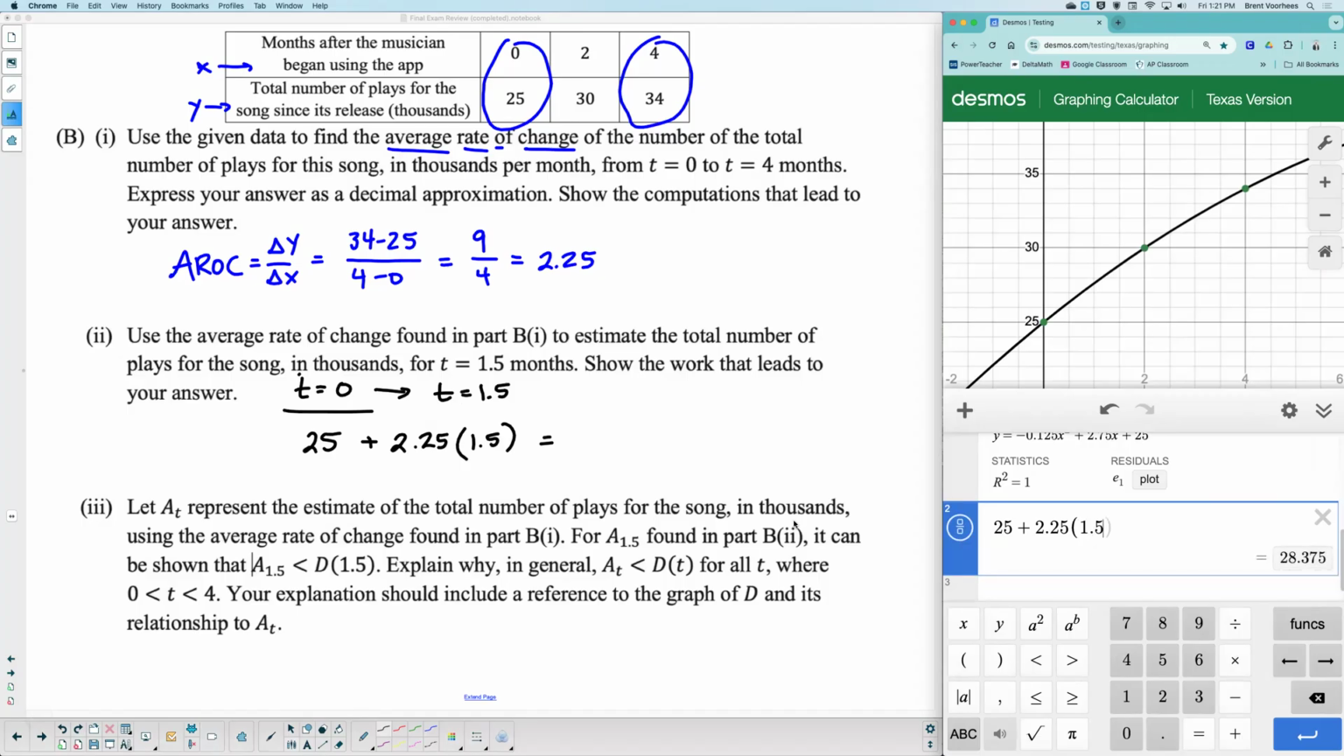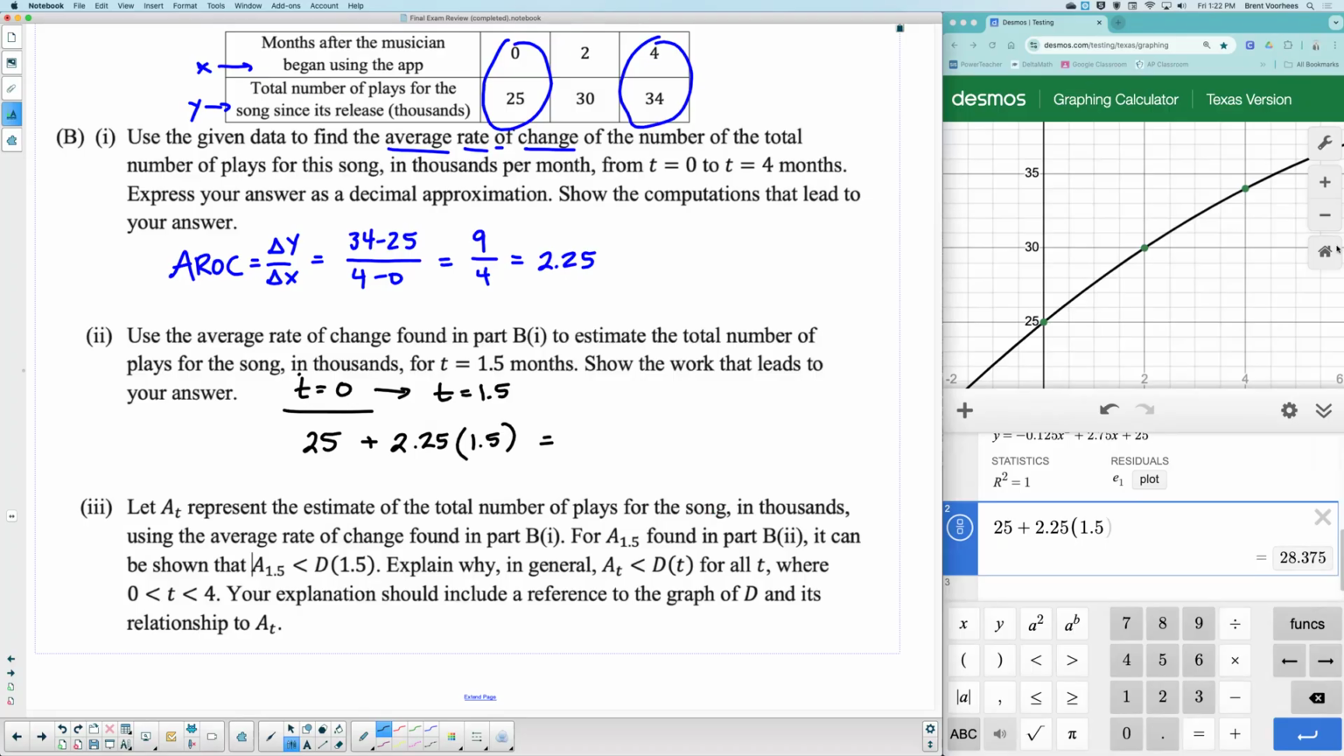Hey, did you catch why I did this? Why did I multiply by 1.5? That's how much the x changed by. So it's the average times how much it actually changed by. I'm getting 28.375.